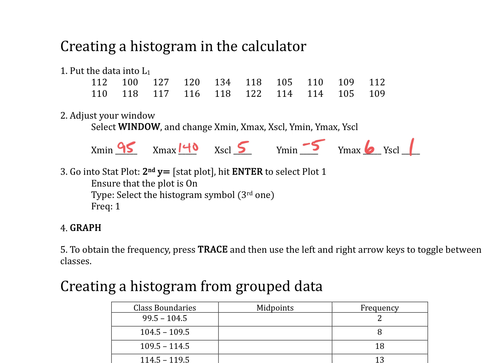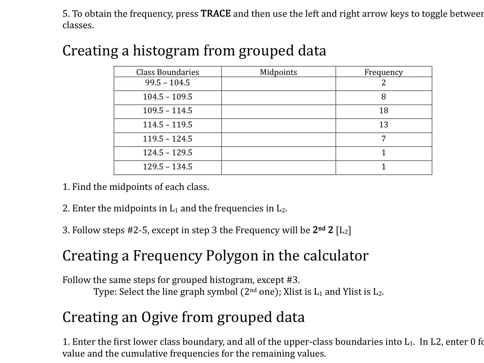No? Okay. On occasion, you will have a reason to create a histogram from grouped data. So when it's asking you to do that, what you're going to do is find the midpoints of your class boundaries. So my midpoints of these are going to be 102, 107, 112, 117, 122, 127, and 132.